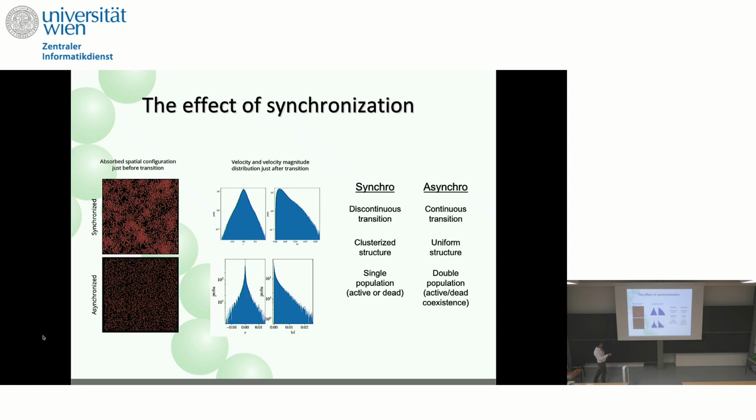Also, in the velocity distribution, in this case you have two populations, whereas here you have one population. That's hyperuniform. Yeah, you can see that. What is hyperuniform? The asynchronized state, the one where you have a continuous transition.